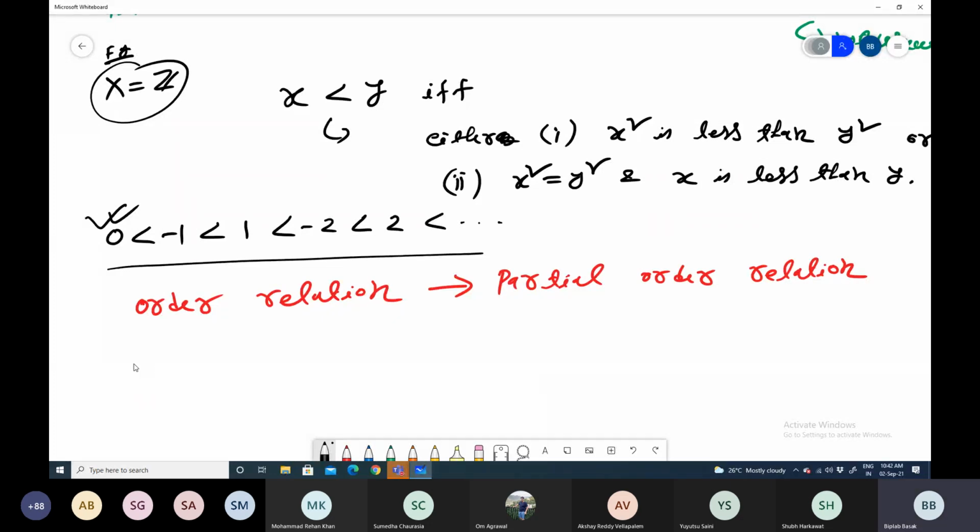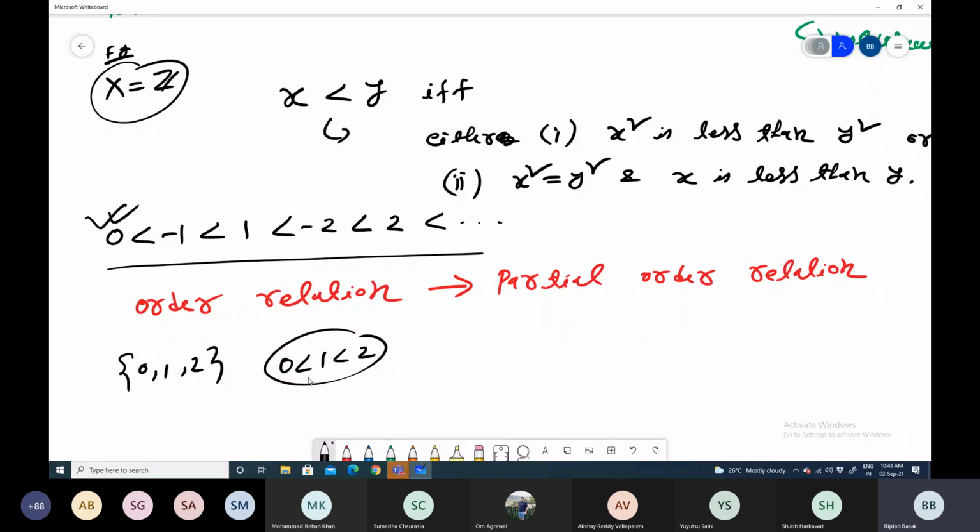Suppose you have a set 0, 1, or just a finite set. Now this finite set has a natural ordering. You know that 0 less than 1 less than 2. This is a natural ordering, right? And this ordering satisfies all the ordering properties. But you can define a new order relation here as well. You can just define 0 less than 2 less than 1.